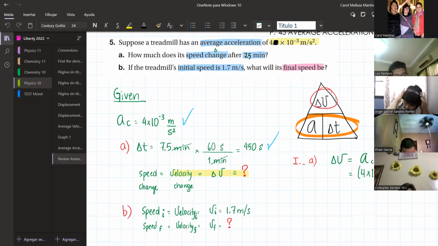So my change in velocity is... How much do you get? 1.8. Now you're going to write the units, okay? We have meters on the top and we have one of the seconds. We cancel only one of the seconds of the acceleration, but one second was left. So we write the units, meters per second.